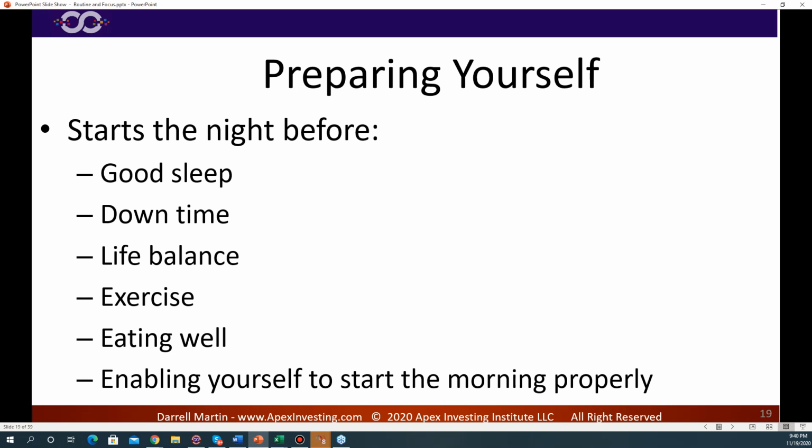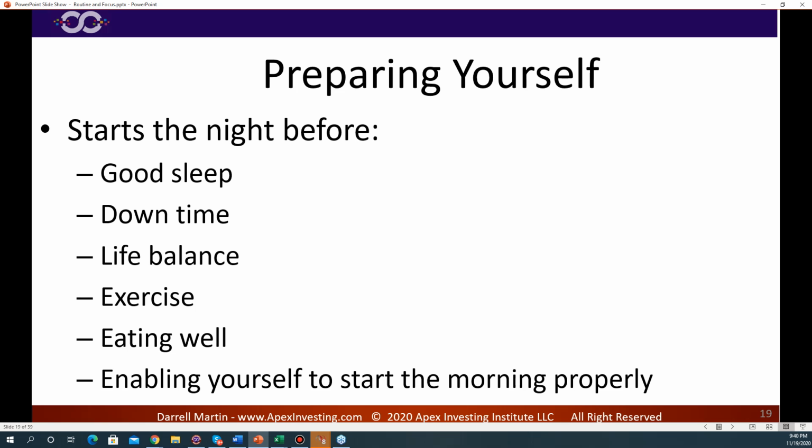But you know what? You got to stop. You got to have separation in your life. You got to have balance in your life. And all of this starts the night before. Get some good sleep. Doesn't do a whole lot of good to do all those morning steps I just talked about if you're running on 4 hours of sleep. Get good sleep. Have some downtime. Have time with the family. Have a good life balance.